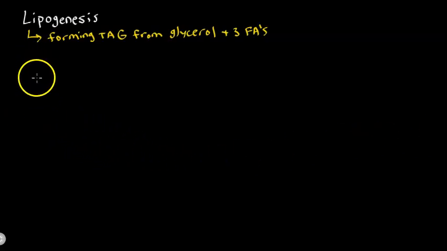The first one is known as glycerol. Glycerol has 3 carbons and hydroxyl groups on each carbon. And then all the other atoms bound to carbon are just hydrogens. So this is glycerol.